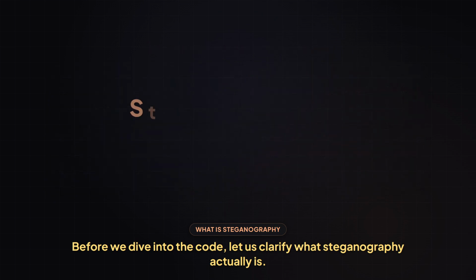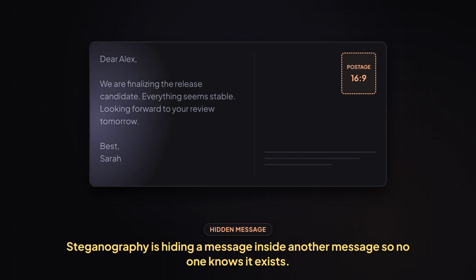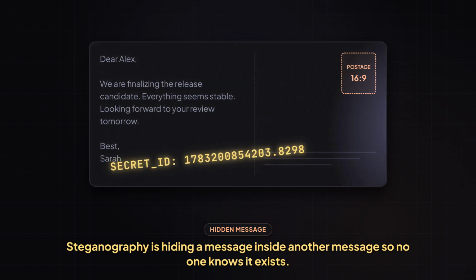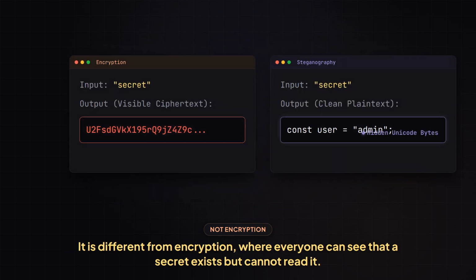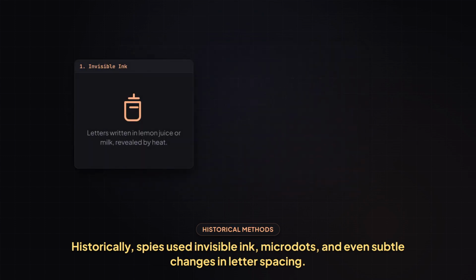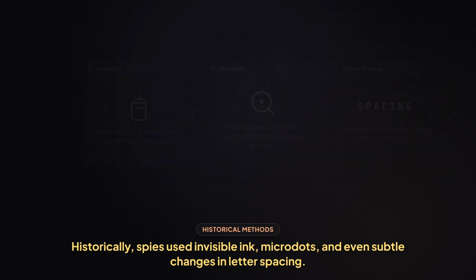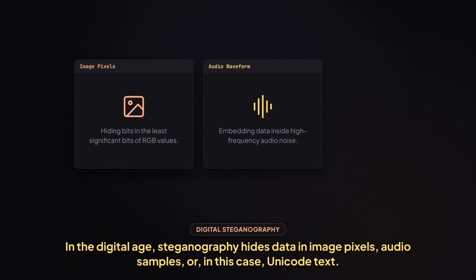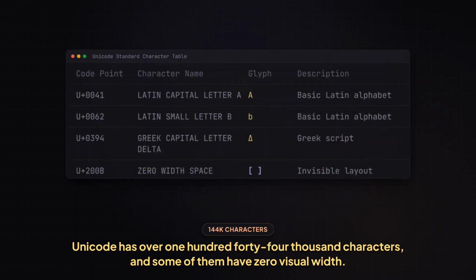Before we dive into the code, let us clarify what Steganography actually is. Steganography is hiding a message inside another message so no one knows it exists. It is different from encryption, where everyone can see that a secret exists but cannot read it. With Steganography, the goal is that no one even suspects a hidden message is present at all. Historically, spies used invisible ink, microdots, and even subtle changes in letter spacing. In the digital age, Steganography hides data in image pixels, audio samples, or, in this case, Unicode text.